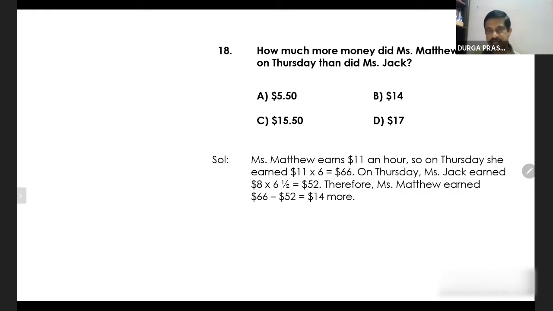Matthew earns $11 an hour and she worked for 6 hours on Thursday. So total she earned on Thursday $66. Same way, Jack earns $8 per hour and she worked for 6.5 hours on Thursday. So total money she earned on Thursday is $52. So the amount of money Miss Matthew earned more is 66 minus 52, which is 14. So option B. Please go fast.